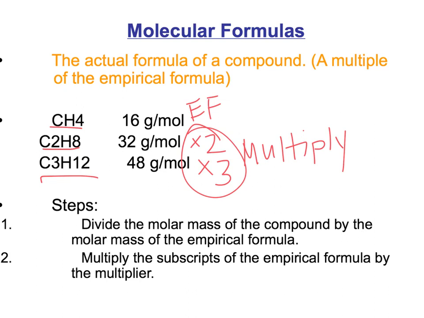In order to find the molecular formula, the first thing you need to do is find the empirical. If you don't already have the empirical formula, you need to find that. But then just divide the molar mass of the compound. I'll always give you the molar mass of your molecular formula. You divide that by the molar mass of the empirical. See how much bigger it is. If it's, in this case, 2 times bigger, you're going to multiply your subscripts by 2. If it's 3 times bigger, multiply your subscripts by 3. That is what you do for a molecular formula.